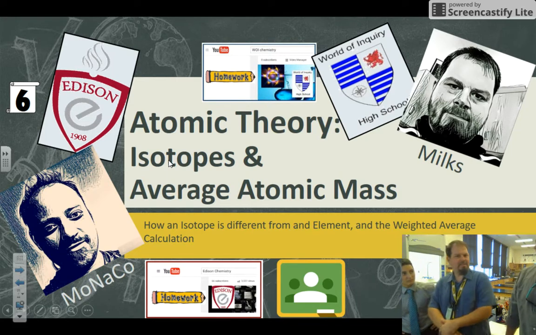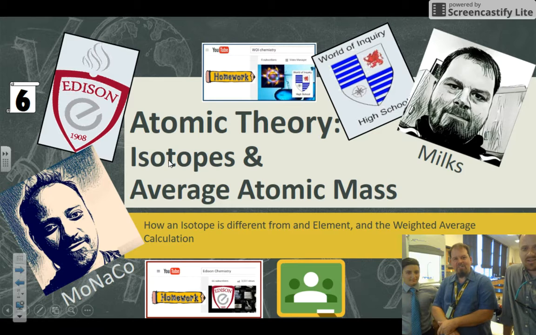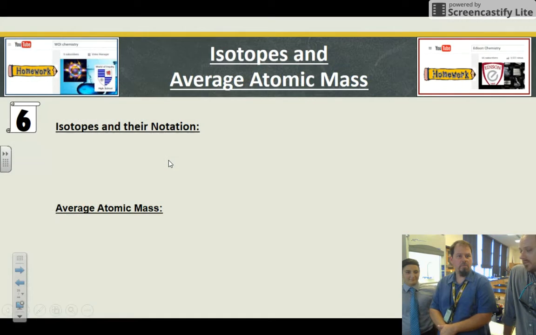Why is it that the atomic masses on the periodic table are all decimals when you can't have half a proton or neutron? Because it's a weighted average, I say, Mr. Monaco. It's a weighted average. What the heck does that mean?